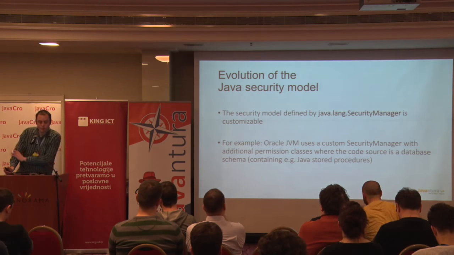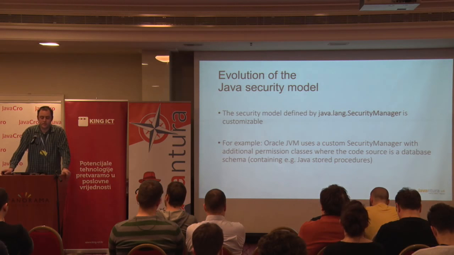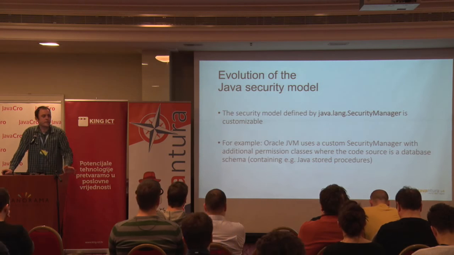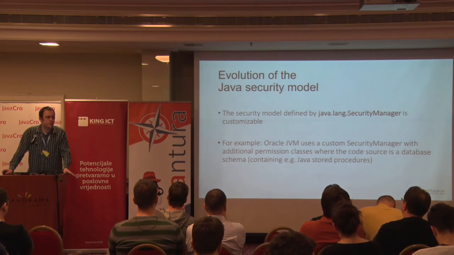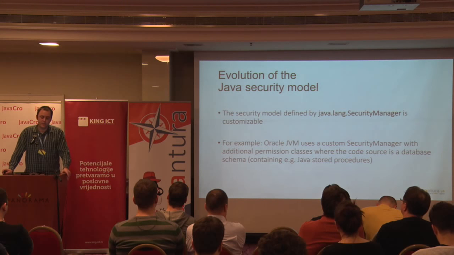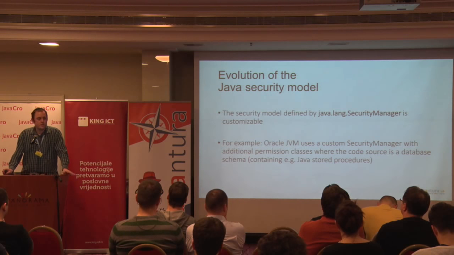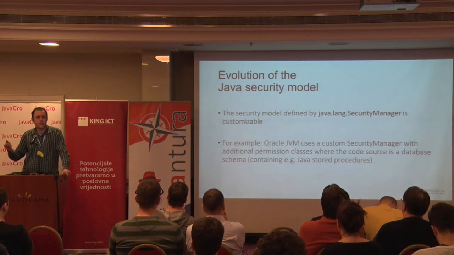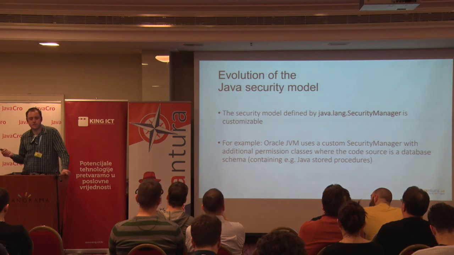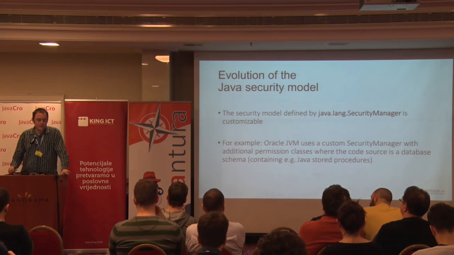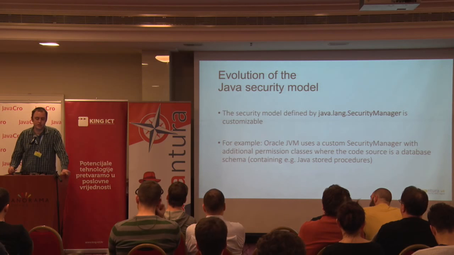The security model typically defined by the Java Security Manager is customizable. What we've seen so far is the default way the JVM does permission checking. However, in certain types of environments, we have custom implementations of a security manager. One particular case is, for example, Oracle JVM. Inside the Oracle database, we have a security manager that runs in the environment that executes Java stored procedures. That security manager is customized to do permission checking based on permissions specified in a relational database table. And this is essentially a custom implementation of a Java Security Manager.